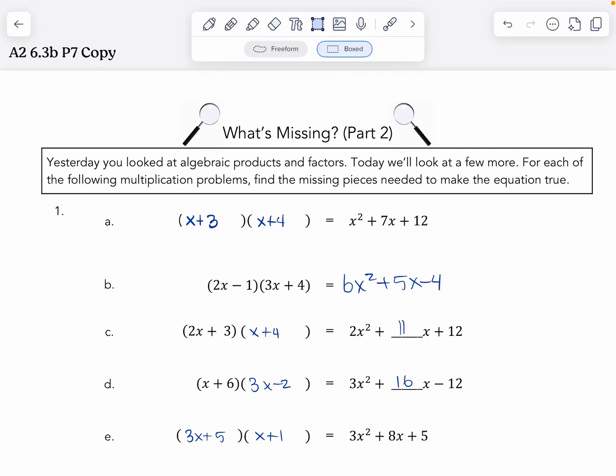Right, so it looks like we are recording. Welcome to factoring part 2. So what's missing? So we're going to break it down.